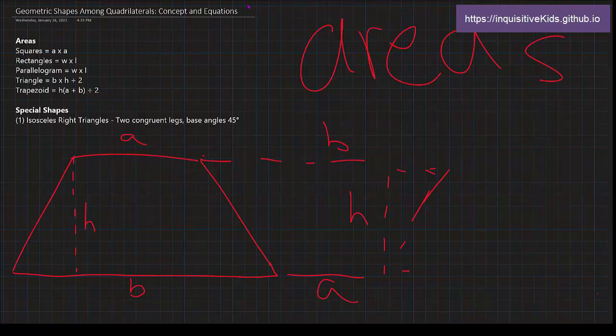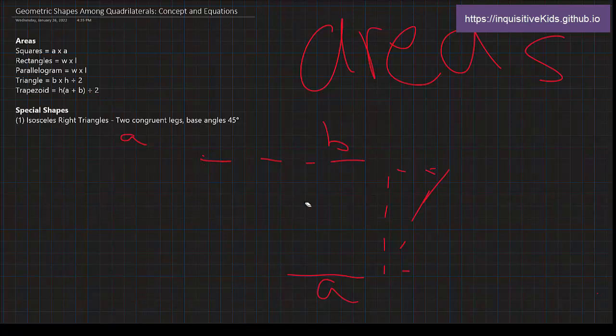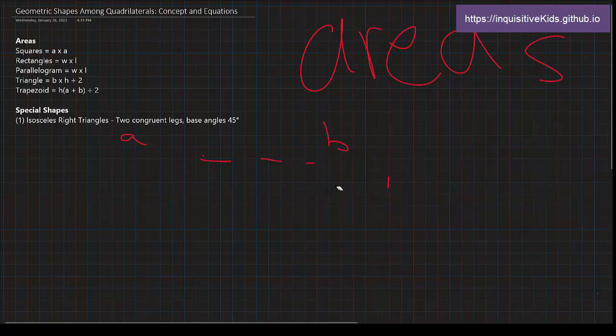So when proving many of these areas, especially for parallelograms, triangles, and trapezoids, what you see most often is that we duplicate it and turn it into an easier shape to solve, like a square or a rectangle first. So when doing problems, that's also what you're going to be looking for.